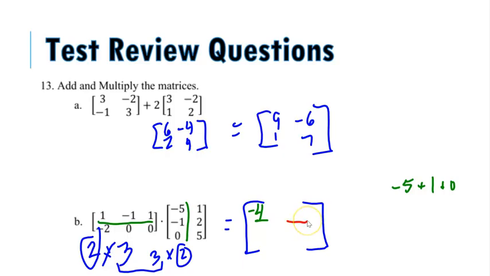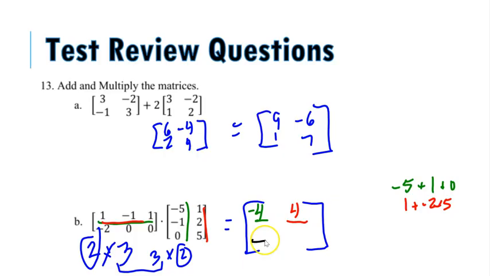Next, this is row 1, column 2. So I have 1 times 1 is 1. Negative 1 times 2 is negative 2. And 1 times 5 is 5. And if I add those together, 1 plus negative 2 is negative 1. Negative 1 plus 5, or 5 minus 1, is 4.